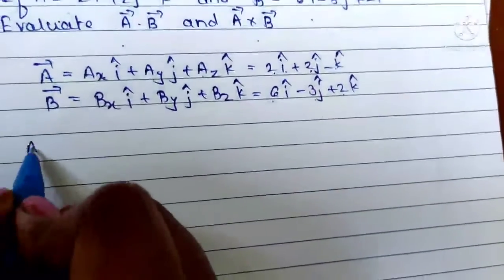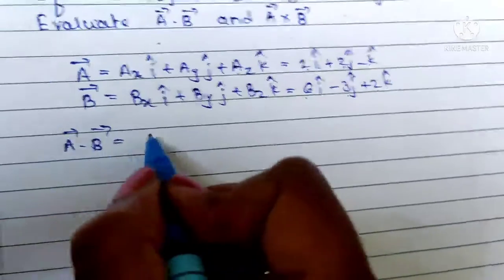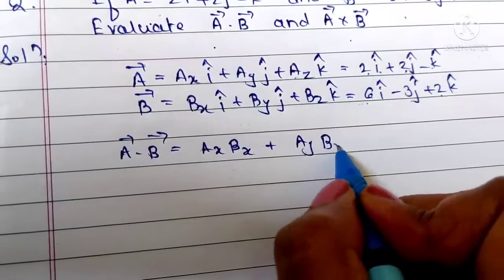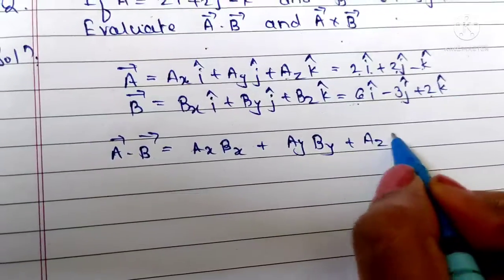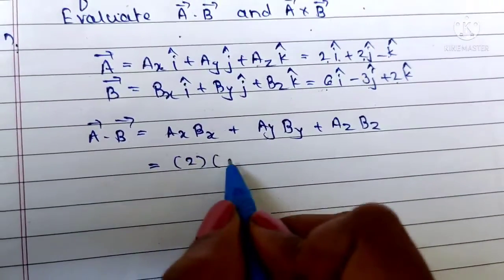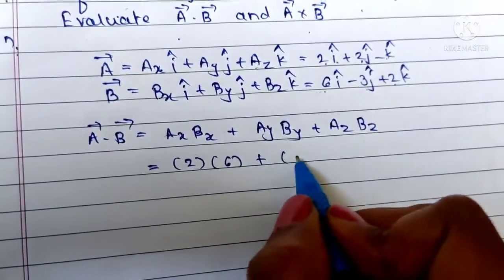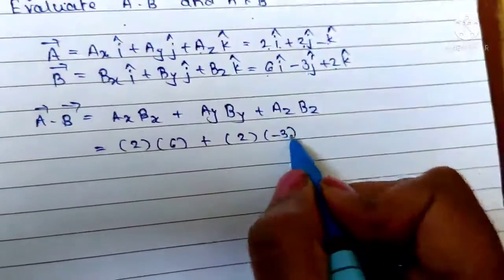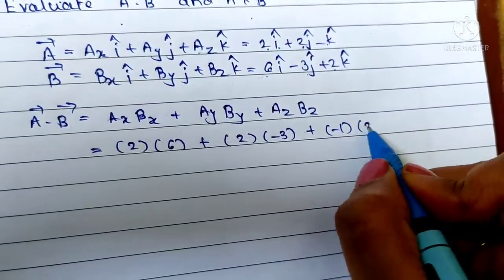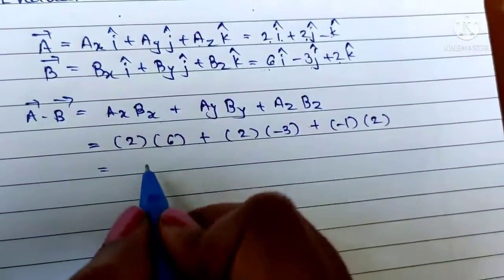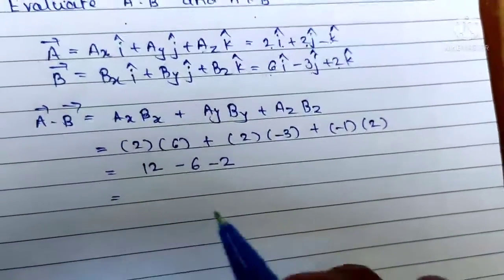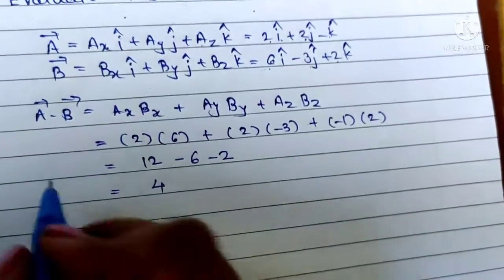Now the formula for a bar dot b bar is ax bx plus ay by plus az bz. Now substitute these values here: ax 2, bx 6, plus ay 2, by minus 3, plus az minus 1 and bz 2. Now we calculate this: 6 minus 2, so the answer is plus 4.